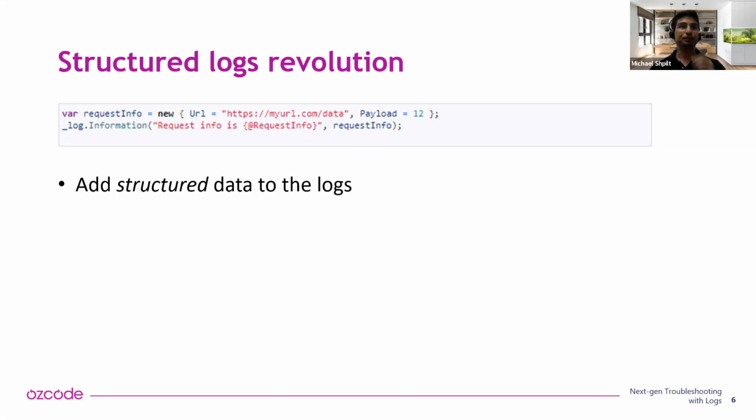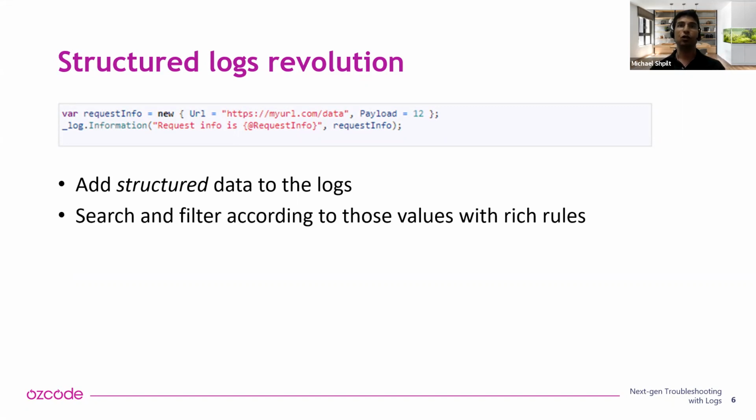Like in this example, we have the request info object where we have a URL property and the payload property, which means we can search according to those payloads. For example, we can find all logs where the payload was between 20 and 30, or a combination, like when payload was 30 and the URL was specific. We can also visualize that data, and those payloads provide all sorts of telemetry and statistics and can help us find bugs.